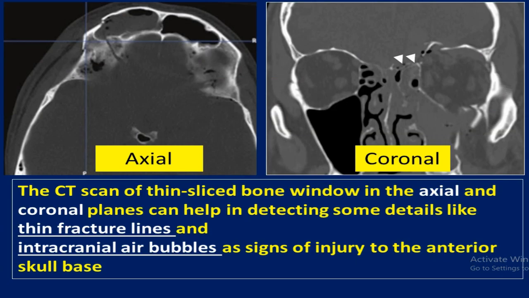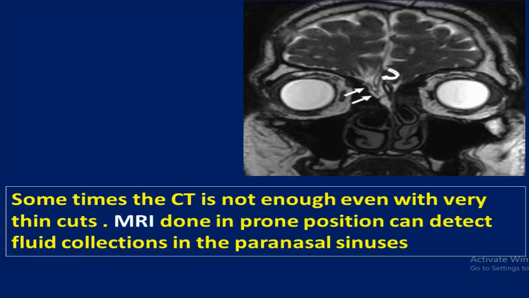The CT scan of thin-sliced bone window in axial and coronal planes can help in detecting some details like thin fracture lines and intracranial air bubbles as signs of injury to the anterior skull base. Sometimes the CT is not enough even with very thin cuts. MRI done in prone position can detect fluid collections in the paranasal sinuses.